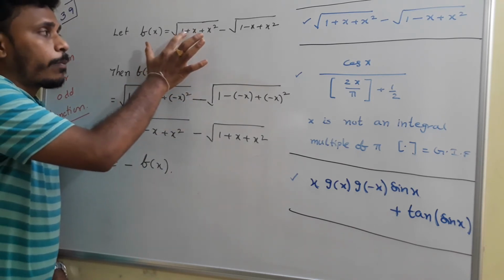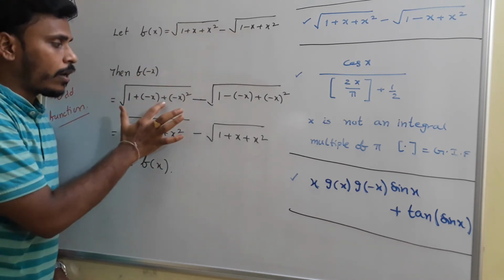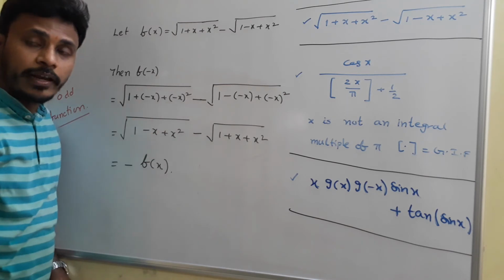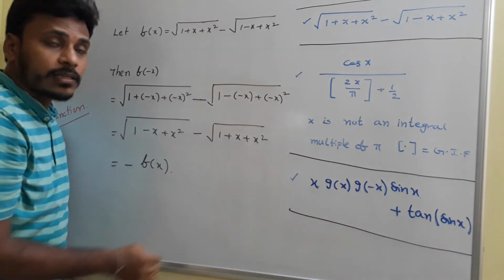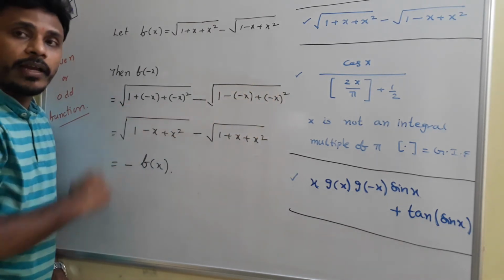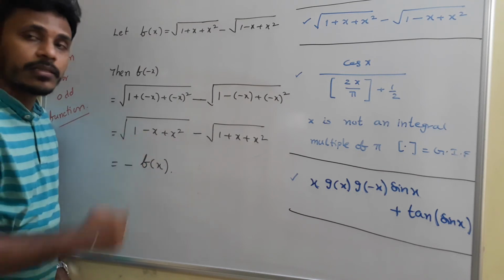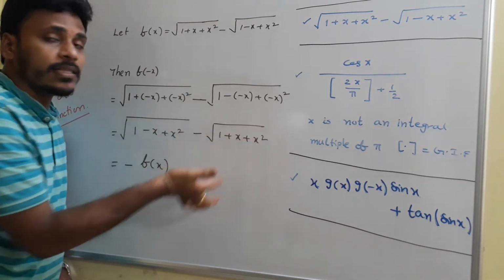So this is 1 plus of minus x, plus of minus x square, replacing x with minus x. And here 1 minus of minus x plus of minus x square. Okay. And now if you simplify it, it becomes 1 minus x plus x square. And this part will become 1 plus x square.